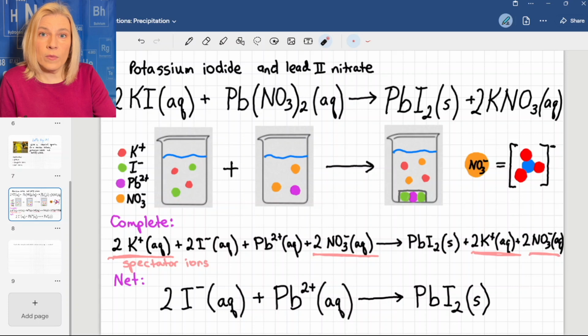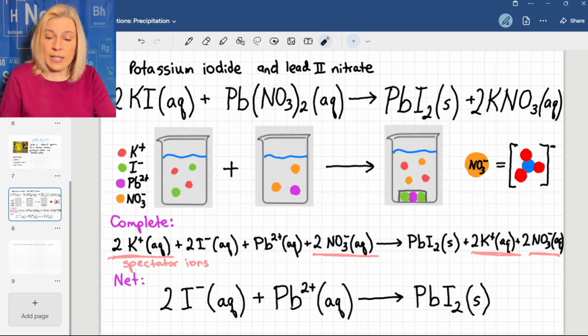Double check your charges to make your compound neutral. We need 2 iodides here to balance the charge of lead. I looked at solubility rules, and it's lead iodide that's a solid. Here is a nice picture, and I included a key on the side, what is what. And here is my lead iodide as my solid. And here is my complete ionic reaction and my net ionic reaction.